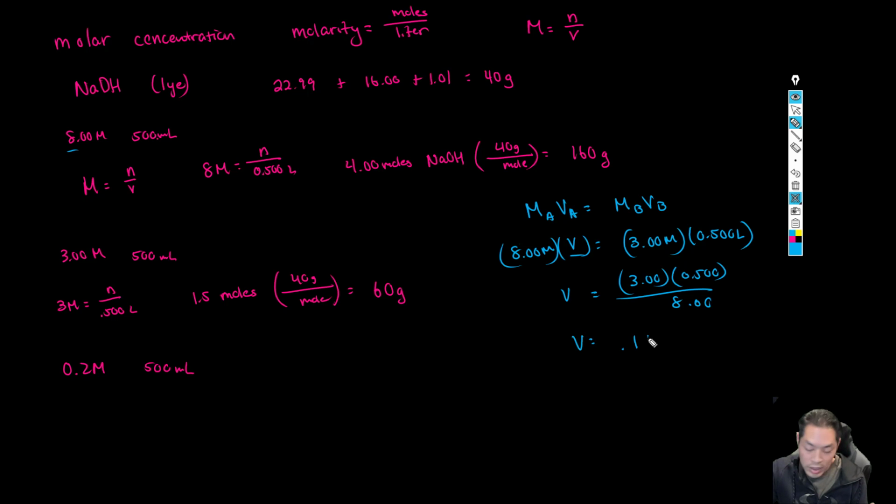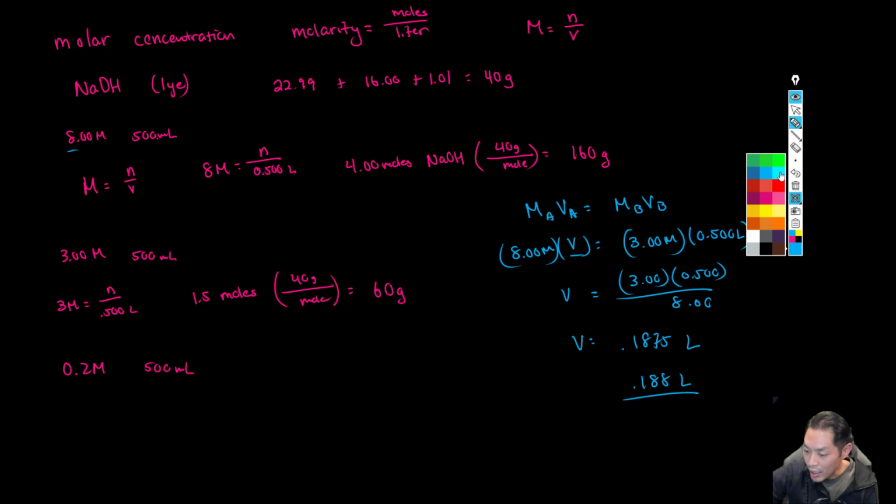So 3 times 0.5 divided by 8 is 0.1875 liters. We started off with 3 sig figs, so 0.188 liters, or 18.8 milliliters. So that's how much of this solution I need to put into a volumetric flask and then add water up to 500.